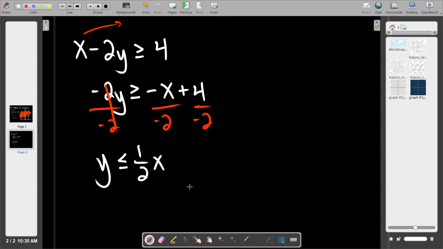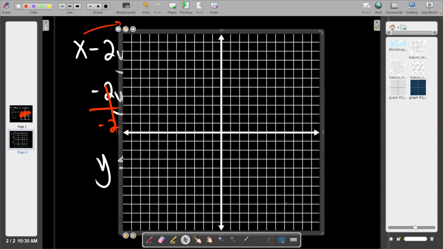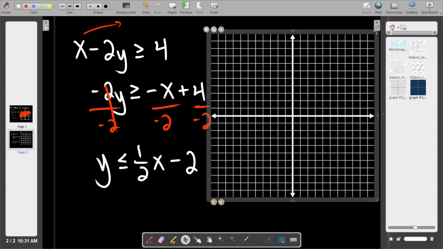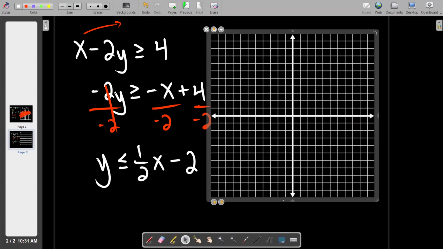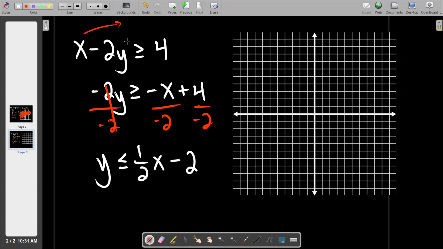And what's my y-intercept going to be? Yes. So let's get to graphing this. Where's my starting point going to be for this graph? Yep, down 2, right? Specifically. So I'm going to go down 2, and I'm going to put my first dot down 2. And what is my slope?